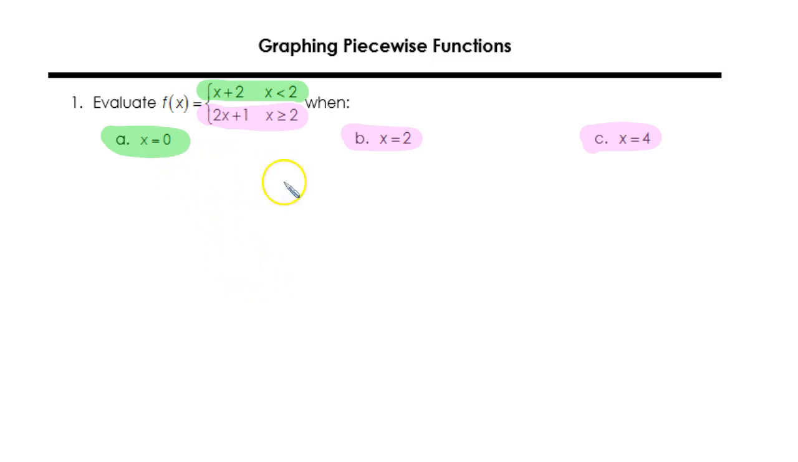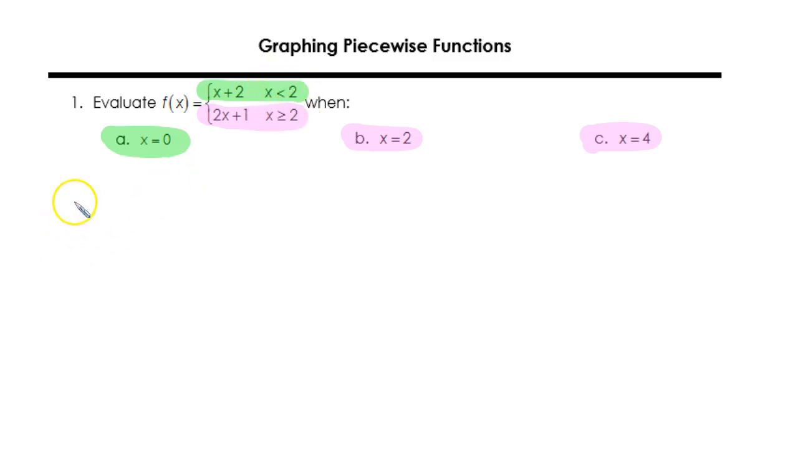So you can see I've color-coded this to help me out. If I want to evaluate f of x for this piecewise function, where we have a first part for all x less than 2, and a second part for all x greater than or equal to 2, for x equals 0, the first thing I have to do is decide which of these two groups this value for x belongs to. Is it less than 2 or is it greater than or equal to 2? And it is in fact less than 2. 0 is less than 2.